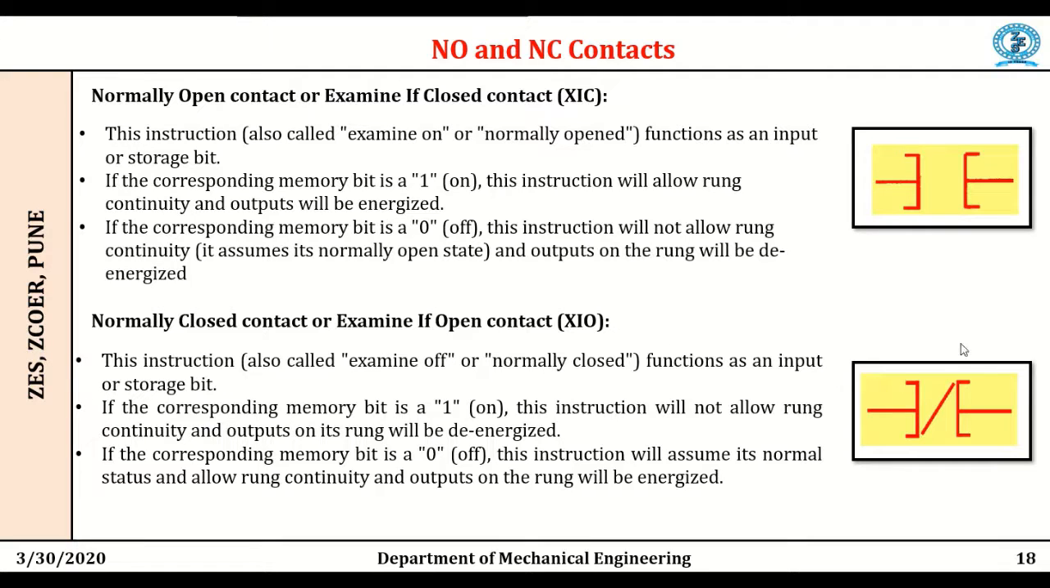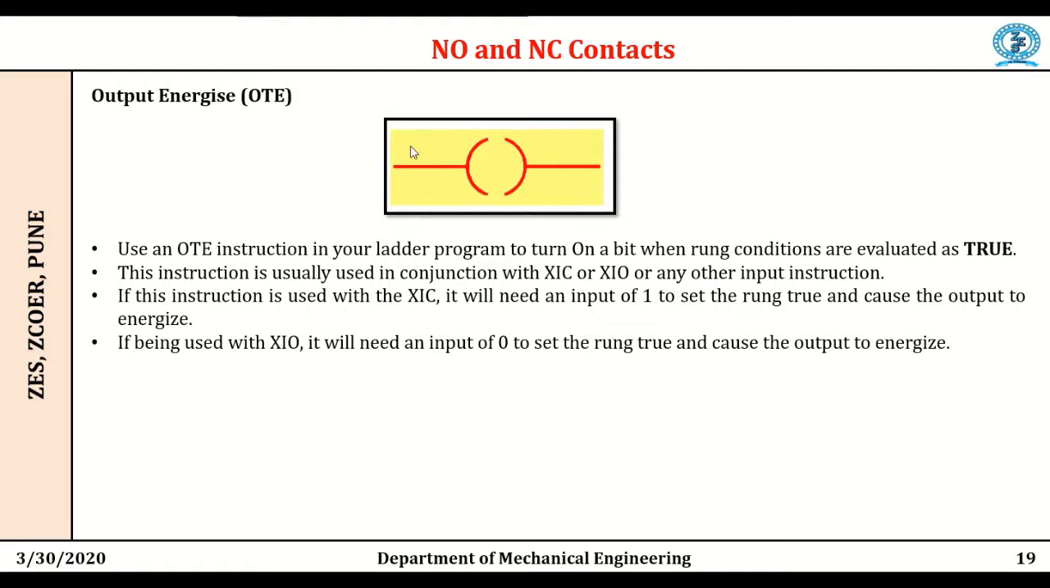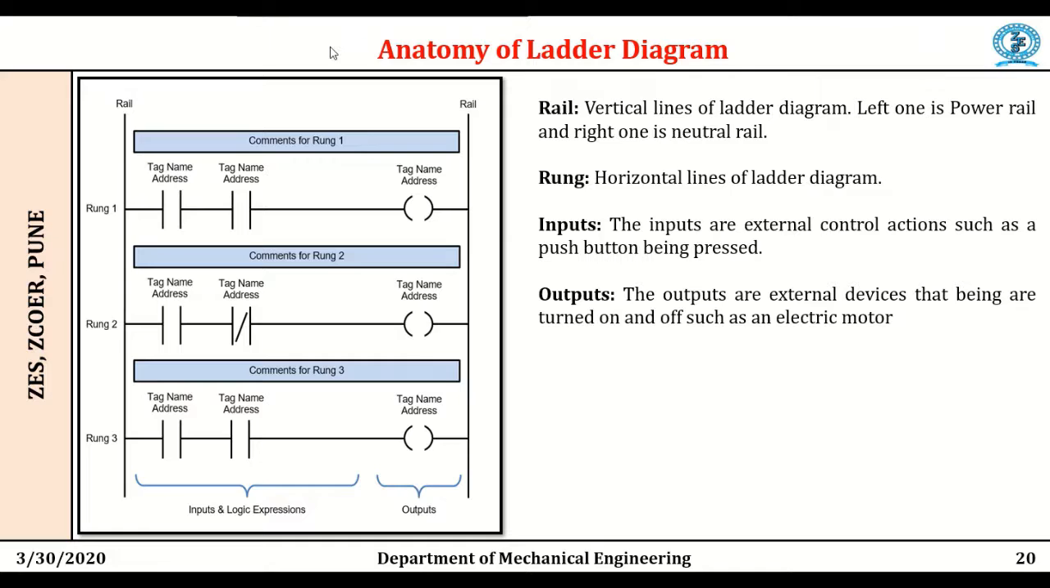Then this figure shows the normally closed contact. If the corresponding memory bit is 1 or it is on, this instruction will not allow the rung continuously and the output on its rung will be de-energized. Then this figure is the output energize. Use an OTE instruction in your ladder diagram to turn on a bit when rung conditions are evaluated as true.